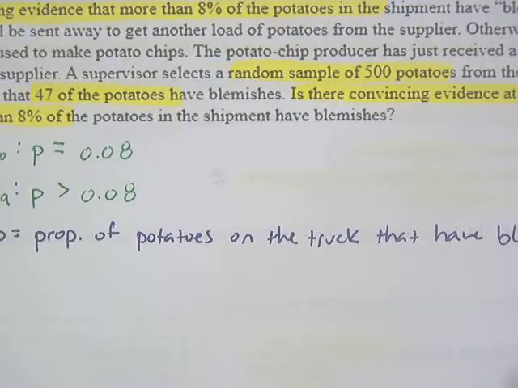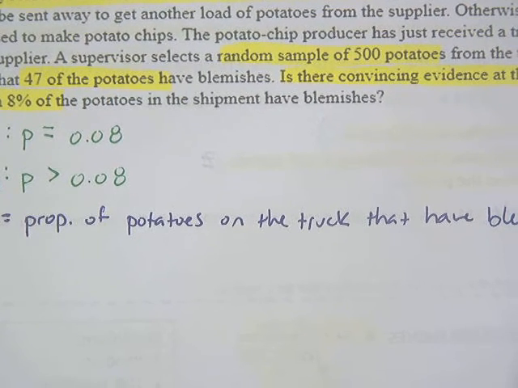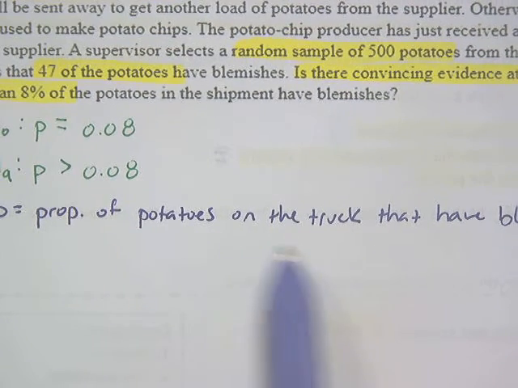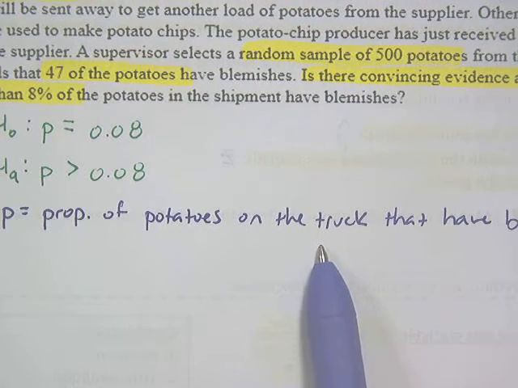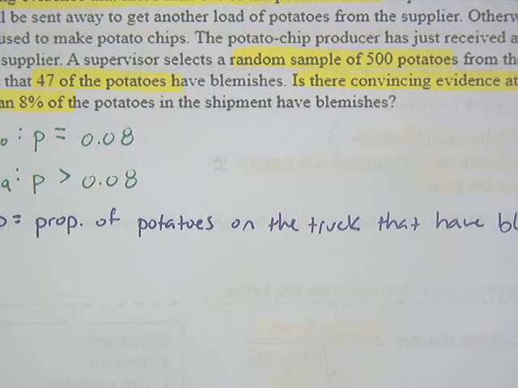What you're really doing there is letting me know that you understand what the population is. Are you going to be super specific about it? Like, can I write just proportion of chips with blemishes? You have to put the "on the truck." I want the "on the truck" because we're talking about that being the population. It's how I'm going to know you understand we're talking about the truck.